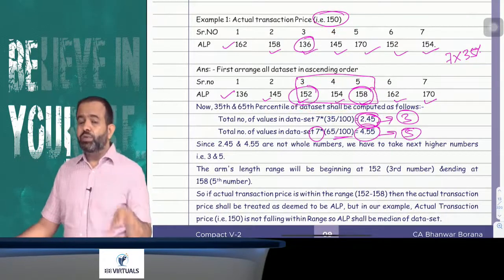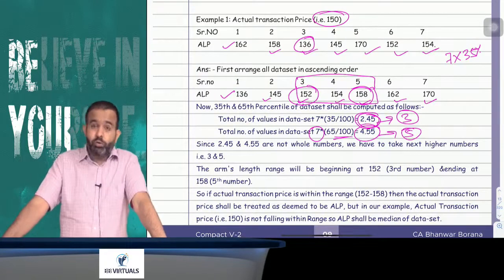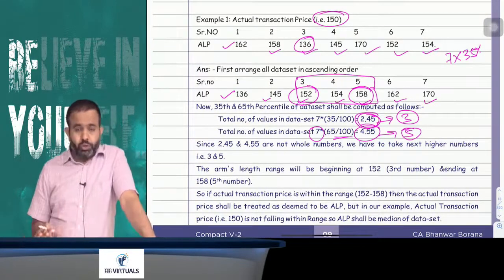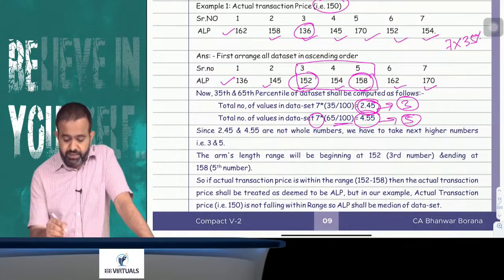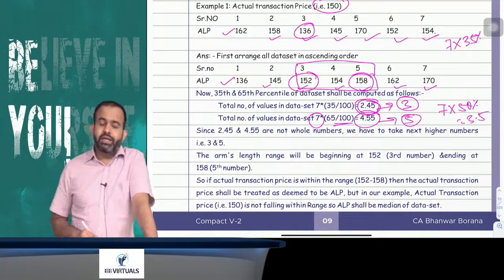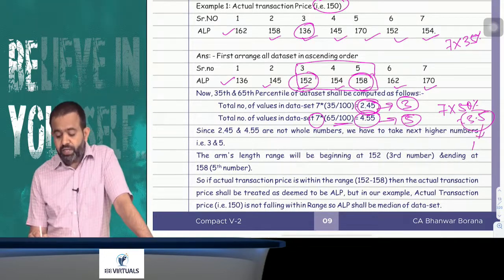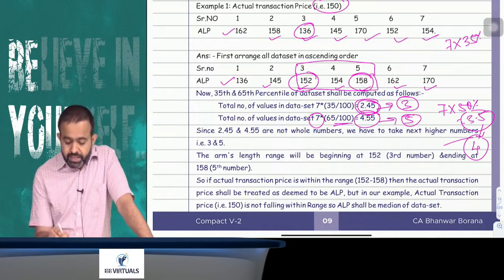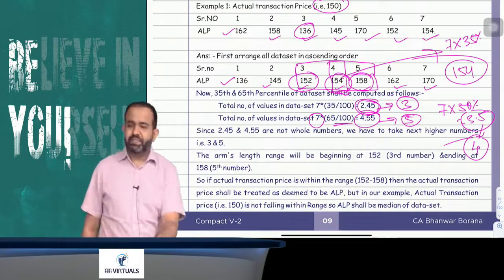In that case, you have to take the 50 percentile, or I can say the median. Now how will you take the median? Here the total number of values in this data set is 7. So you multiply 7 by 50 percentile, it comes to 3.5. Now guys, is this 3.5 a whole number or not? Answer is no, it is not a whole number. You will take the higher number, that is 4, and against 4 the price given is 154. Now this 154 is called your arm's length price.